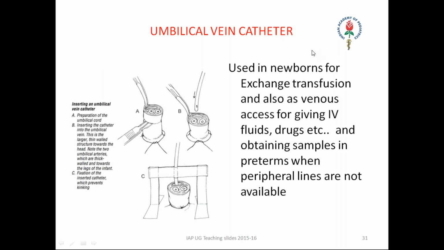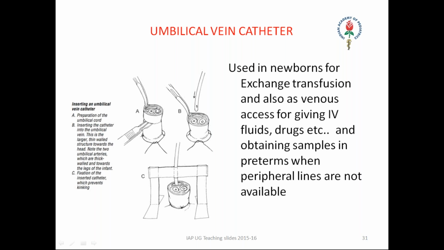Umbilical vein catheterization. It is used in newborns for exchange transfusion and also as venous access for giving IV fluid and drugs, and obtaining samples in preterms where peripheral lines are not available. For inserting an umbilical vein catheter, prepare the umbilical cord. Insert the catheter into the umbilical vein.